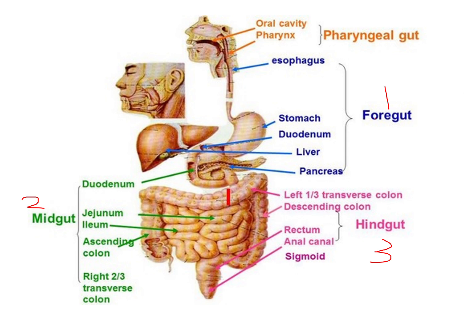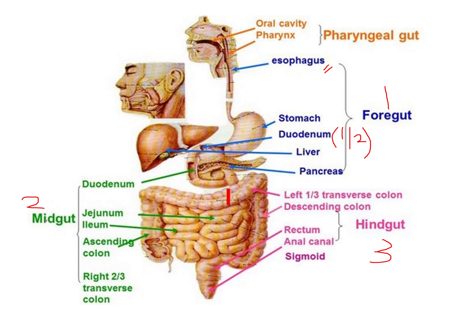For instance, derivatives of the foregut start with the esophagus, the stomach, the first or the proximal one half of the duodenum, as well as the liver and the pancreas.